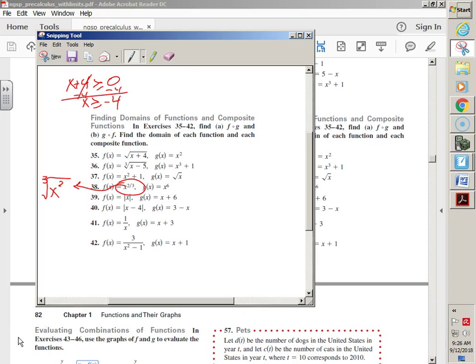This one, all real numbers. Yay! Plug it in. Oh no. Now x squared plus 1 has to be greater than or equal to 0 for the domain.